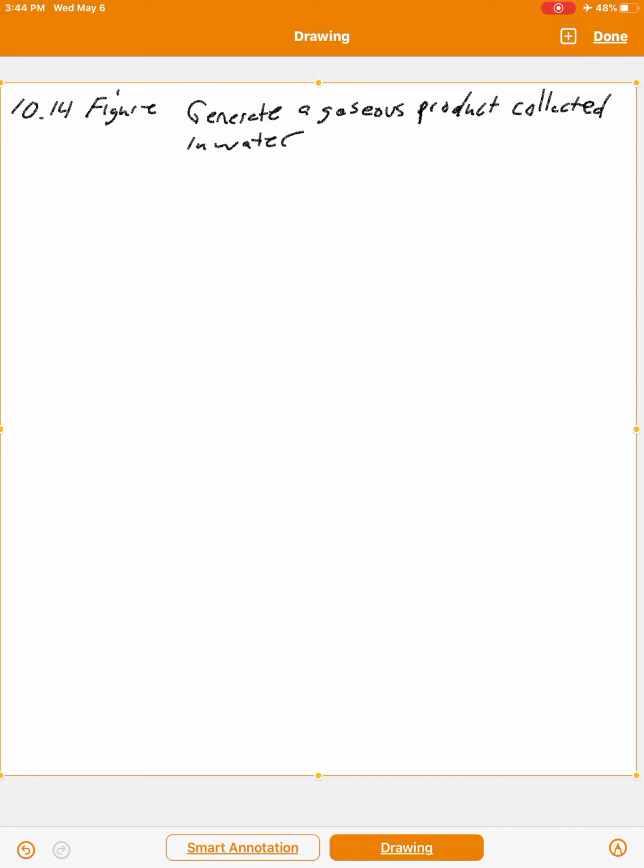Okay, so figure 10.14 shows that. The idea here is suppose we have a test tube, and we're going to put a solid in there. The solid that I'm going to pick is potassium chlorate. What happens with potassium chlorate is that it will react to form potassium chloride and oxygen gas. Okay? It requires heat, so I'm going to put a little delta symbol there. The delta above the arrow means that you're heating it.